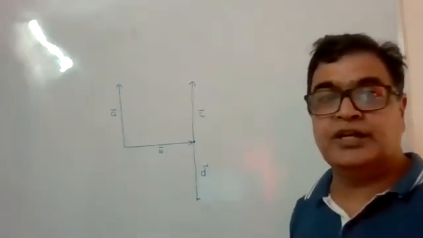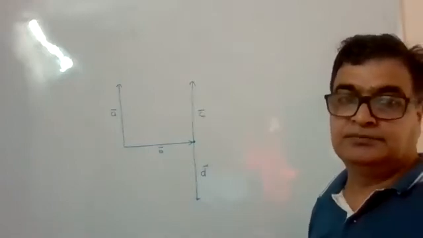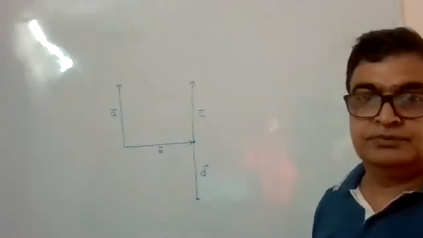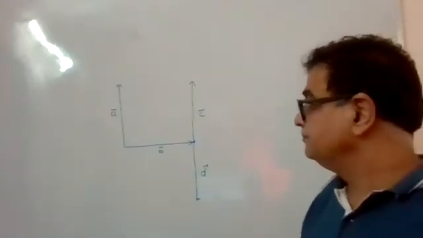What I told you, collinear vector means the vectors whose support lines are parallel or the same. So can you tell what the collinear vectors should be this time?